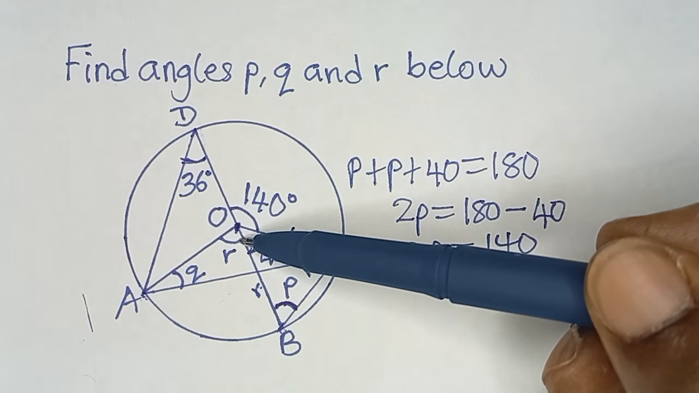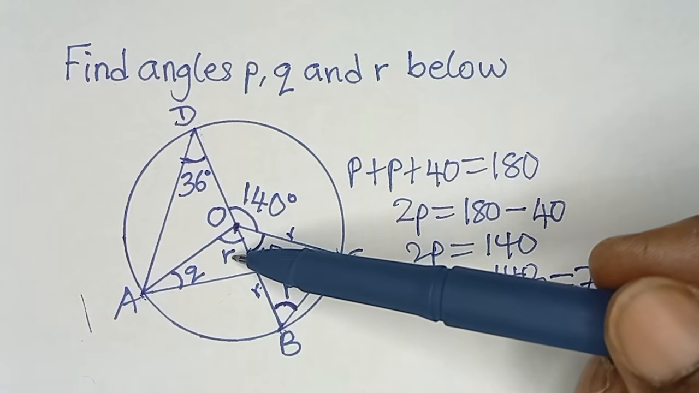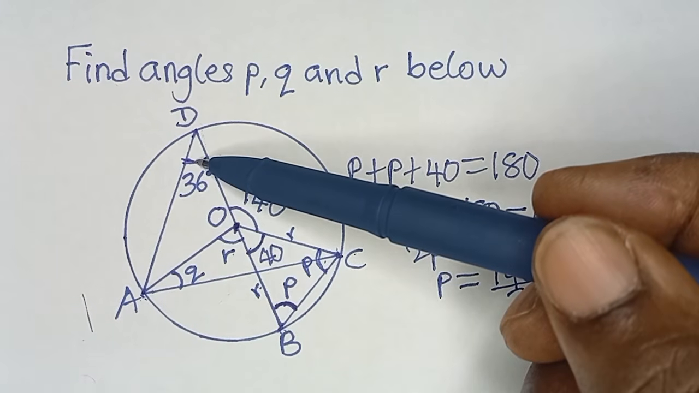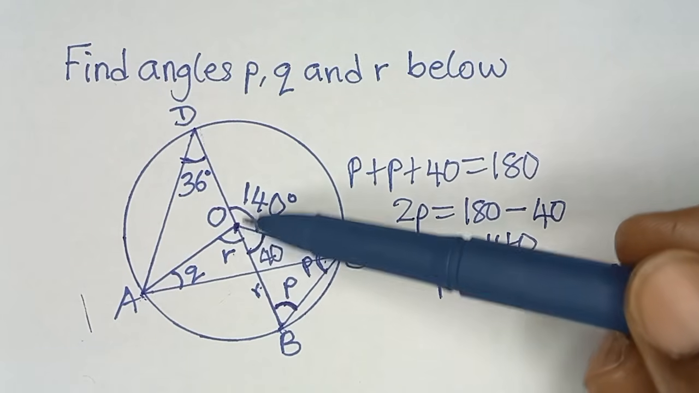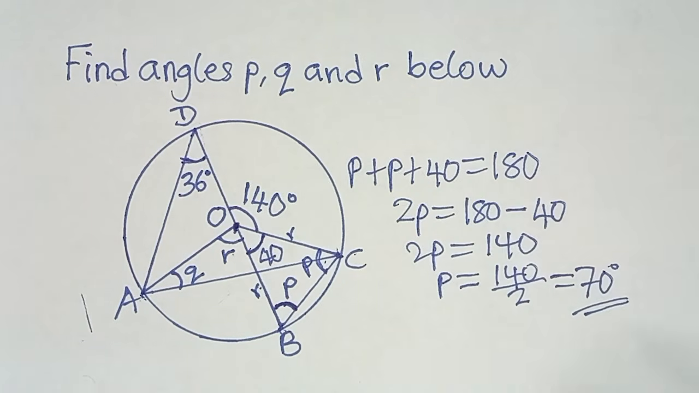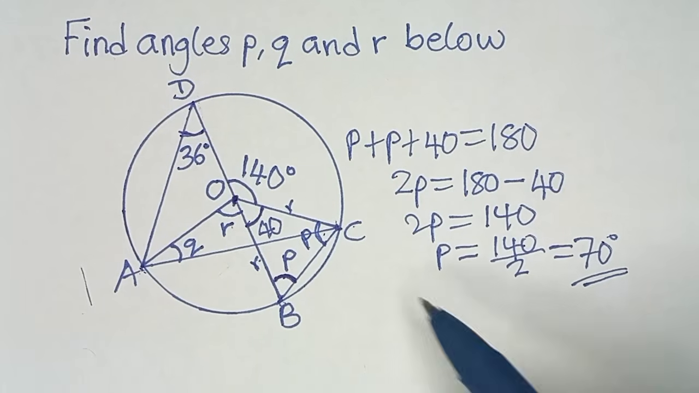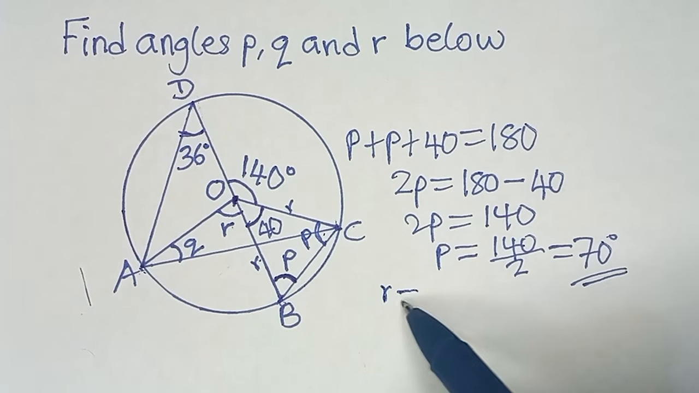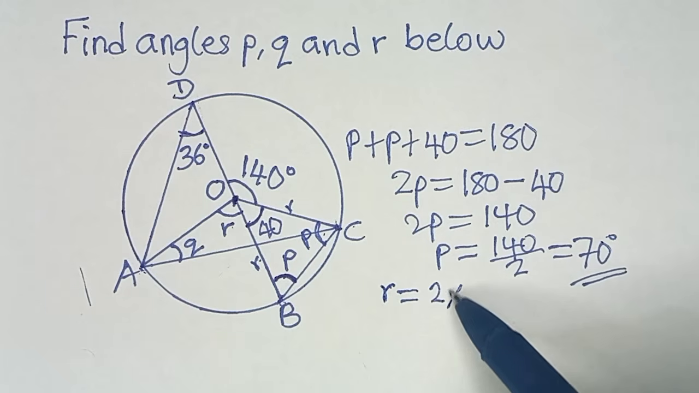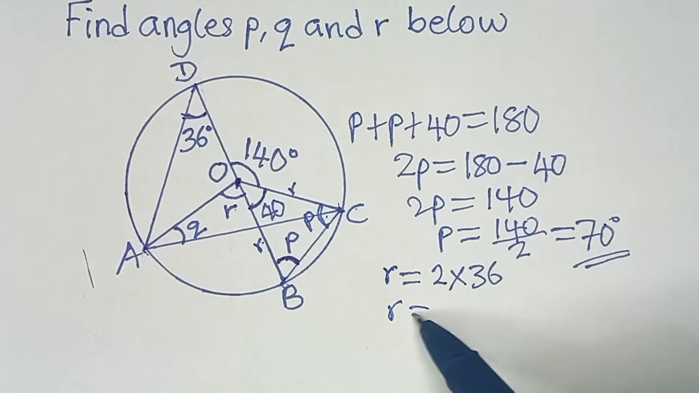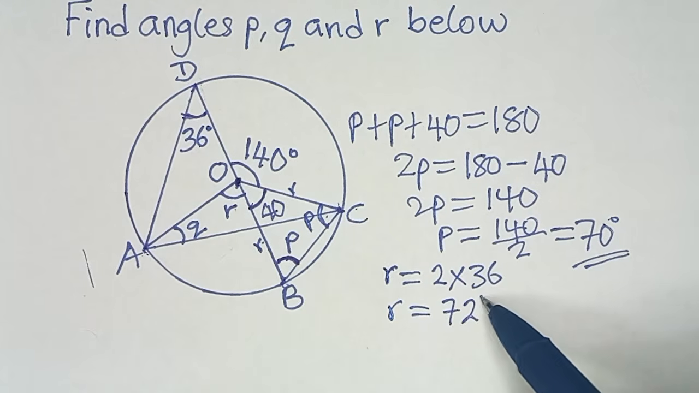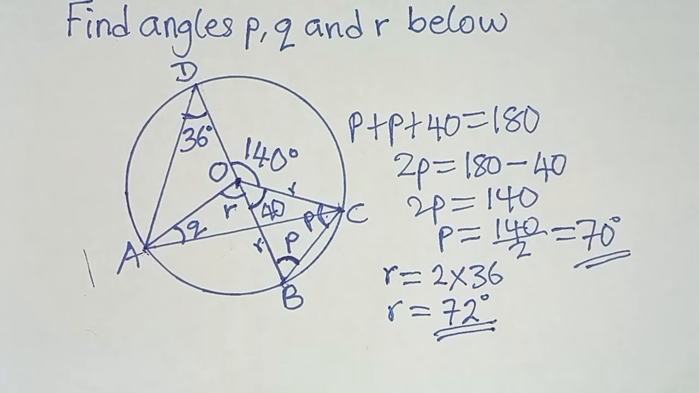In such a case like this, you will agree with me that the angle at the center is twice that at the circumference. So angle R, which is at the center, is equal to 2 times 36, which is at the circumference. Angle at center is twice that at the circumference. So from there, I can conclude that angle R is equal to 72 degrees. And that's the value for angle R.